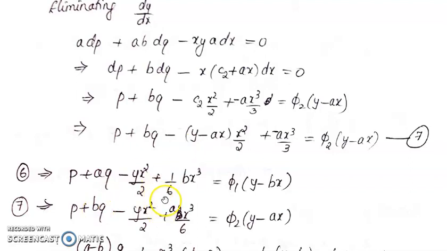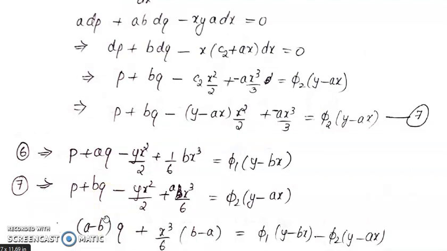So this is the simplified form of equation 6 and 7. ഇനി equations 6 minus 7 subtract ചെയ്യുമ്പോൾ that will give us the value of q. So subtract ചെയ്യുമ്പോൾ a minus b q, ഇത് രണ്ടും cancel ആവും. So you will get 1 by 6 x cube, b minus a വരും, equal to 5 of y minus bx minus 5 of y minus ax.